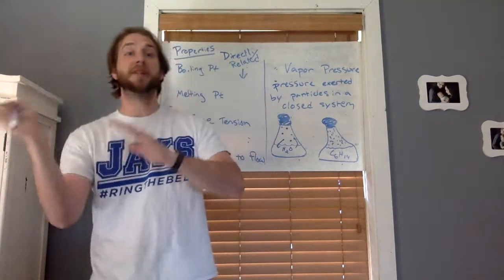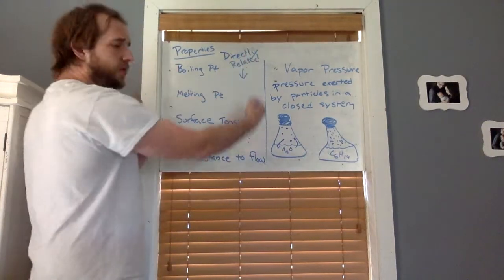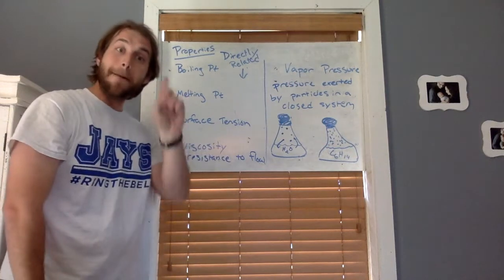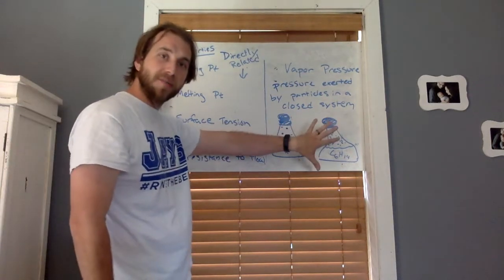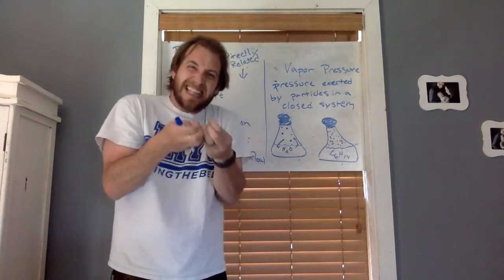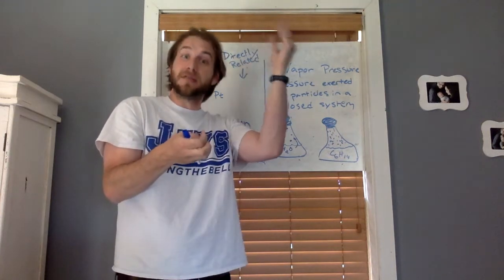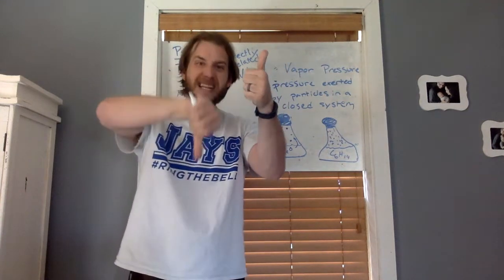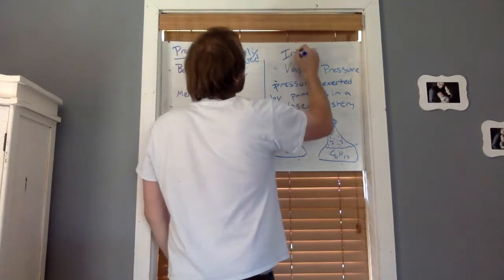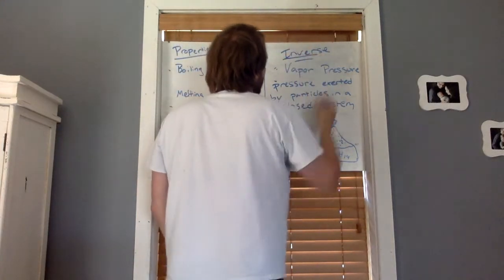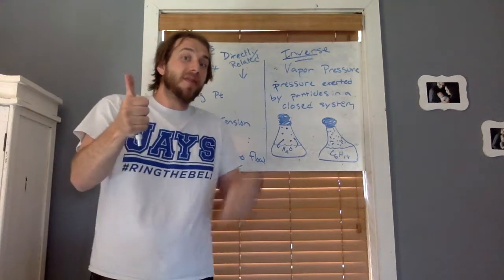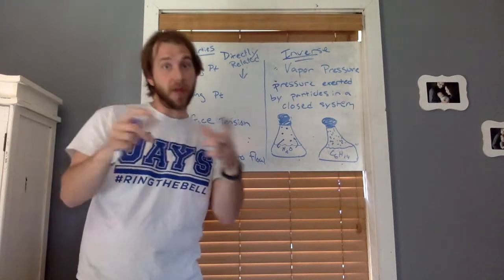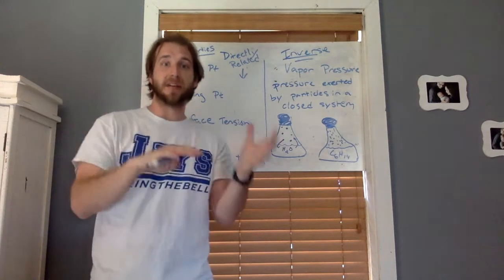And so you'll notice why we split these into two groups. These are all direct relationships. As the attractions increase, all of these values increase as well. But for our vapor pressure, if you have more attraction in the liquid, less of the particles actually escape. And so it's an inverse relationship. As the attractions go up, the vapor pressure goes down. And so we can start to think about what our intermolecular forces will do as we have our different substances.